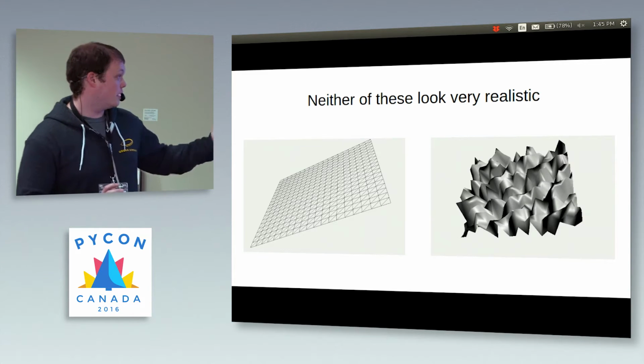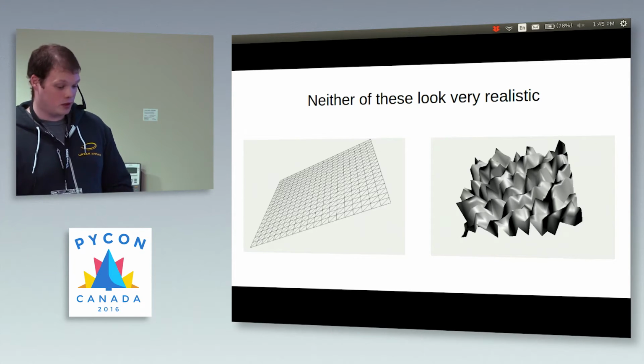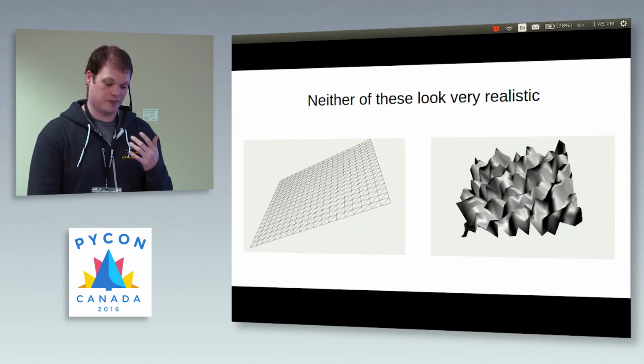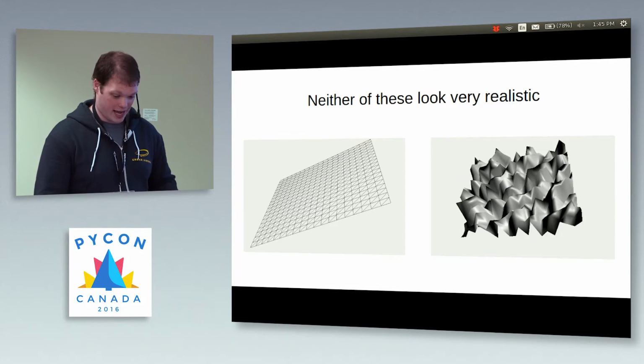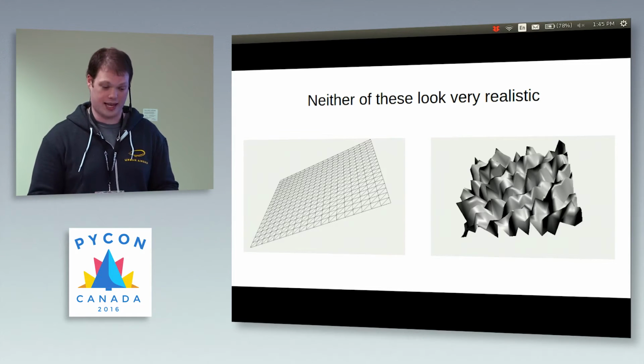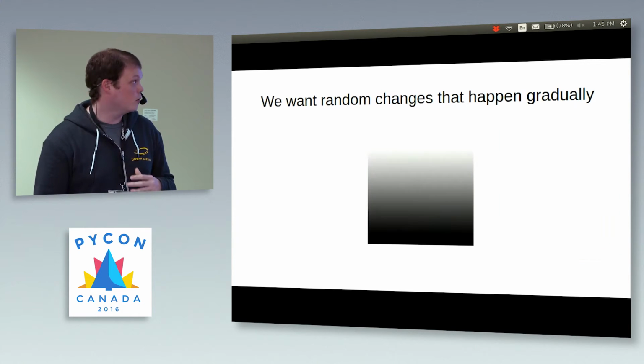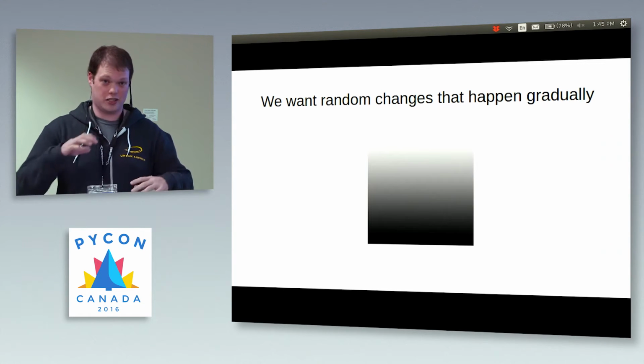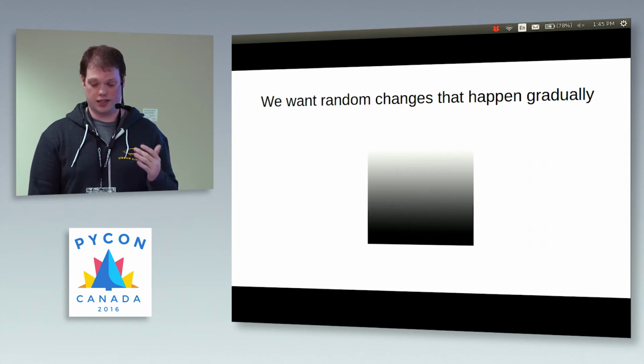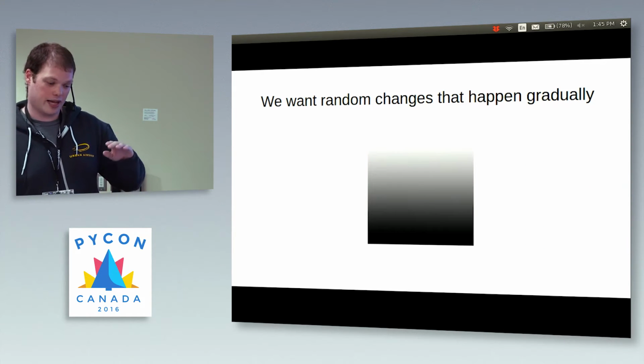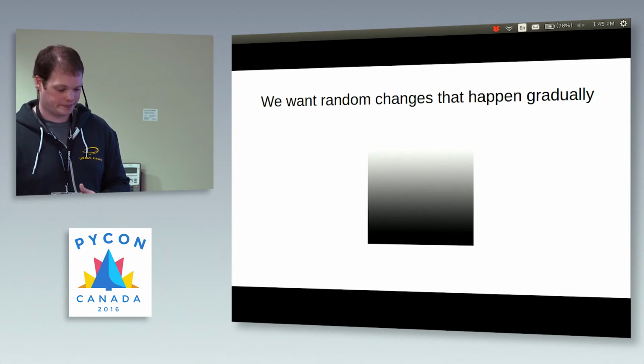So we have these two things which are both very simple. Neither of them look very realistic, but both of them kind of have aspects that we want to get at. What we want is our random changes to happen, but we want those to be gradual, because if those gradual changes happen, it looks more realistic.